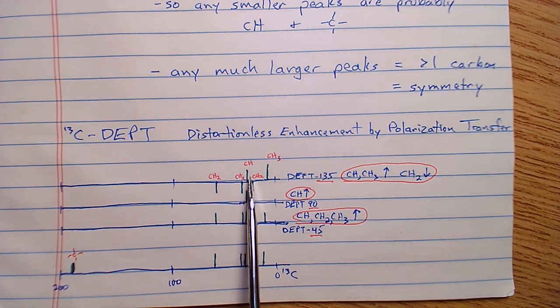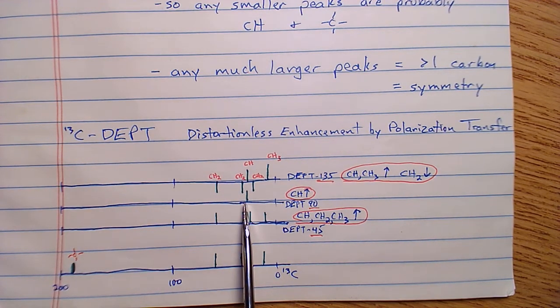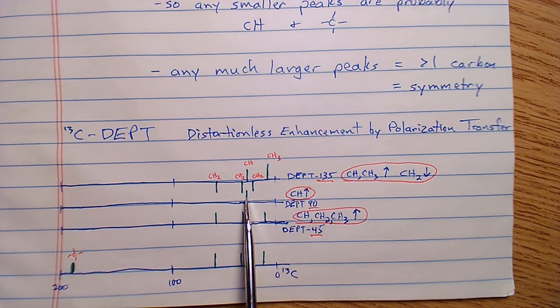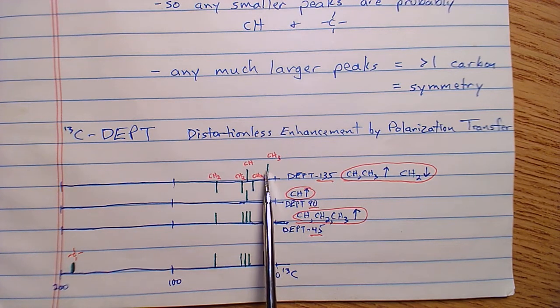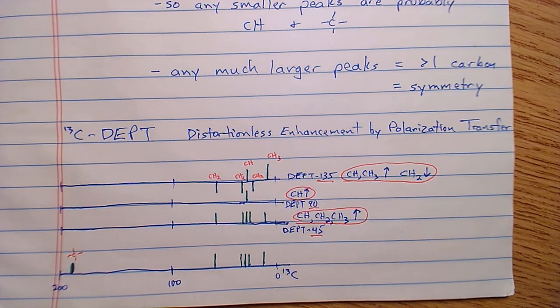This one was going up, and since it's going up, it's either a CH or a CH3. The fact that it was in the DEPT 90 tells us it's a CH, because only CHs show up in DEPT 90. The next one is hanging down, it's a CH2, and the last one is going up, so it's either a CH or a CH3. It was not in the DEPT 90. So if you have a peak that's going up in the DEPT 135 but is not present in the DEPT 90, that tells us that's a CH3.